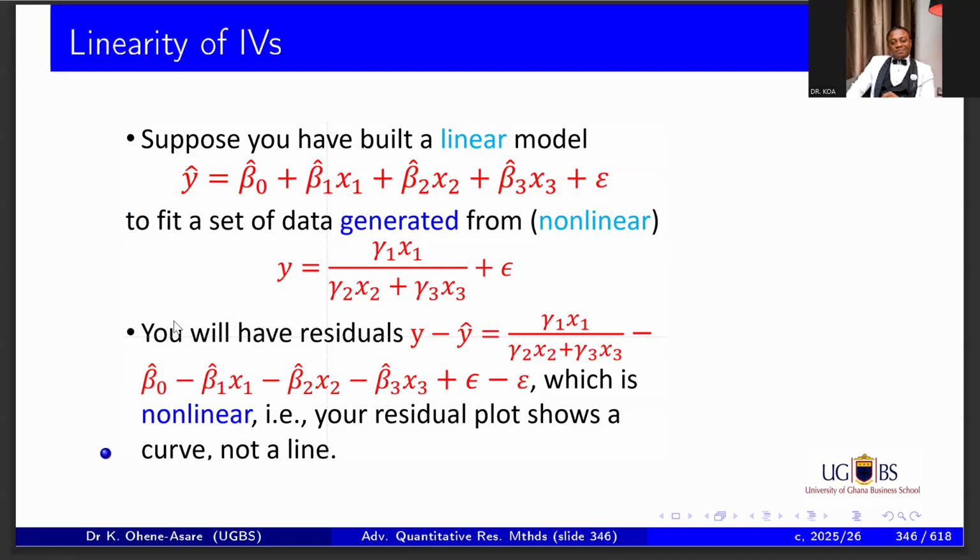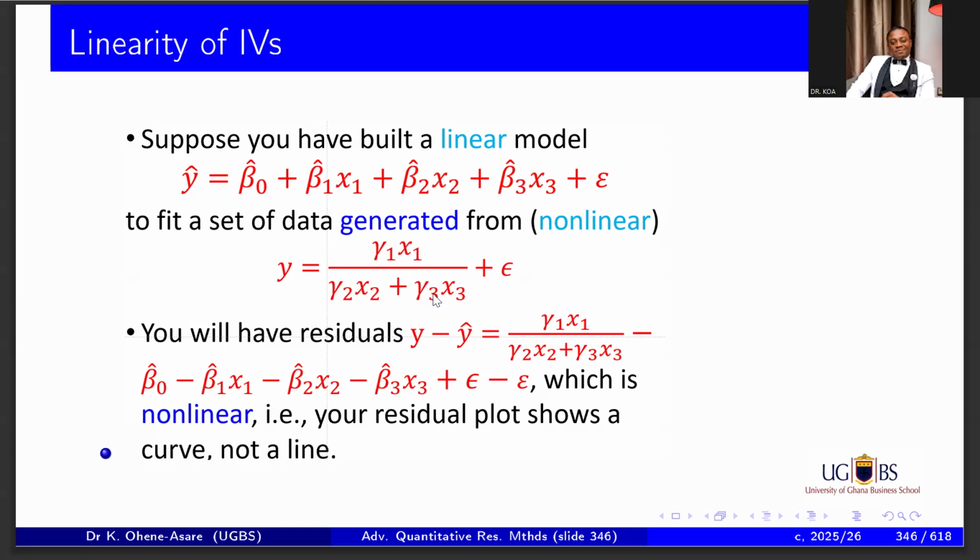But before that, let's look at another thing to check. So remember, first you've spoken about checking for normality, checking for the expected value of the errors being 0, checking for linearity. Okay. Now let's look at the linearity. Suppose you have built this model. Y cap is equal to beta naught and then all the necessary things. You have fit this model on a data set, okay?